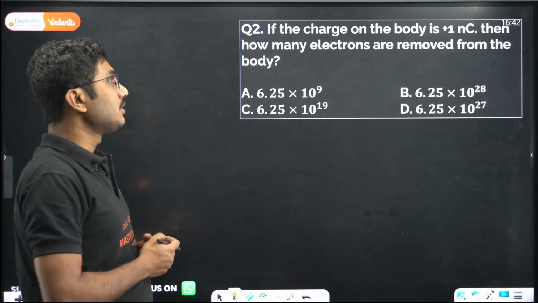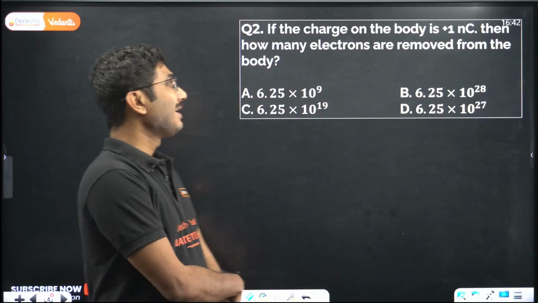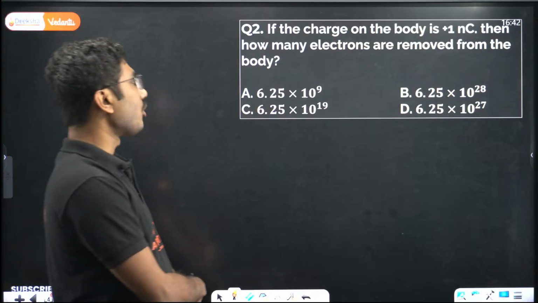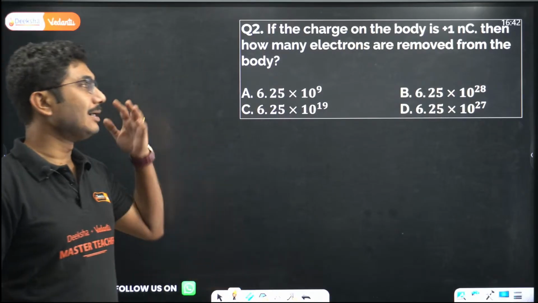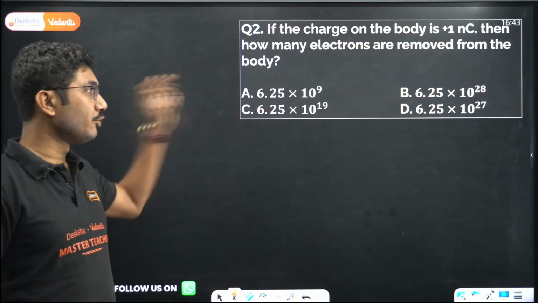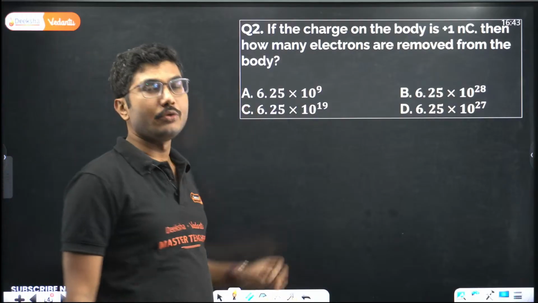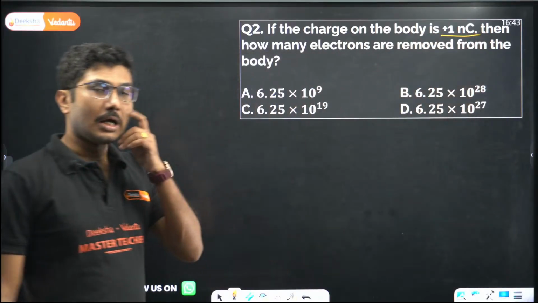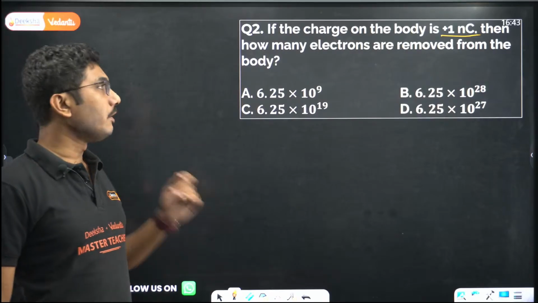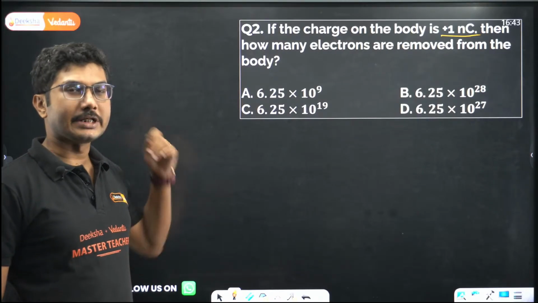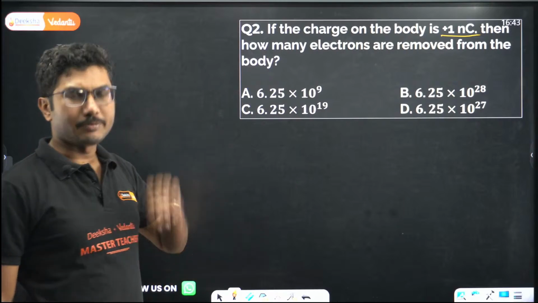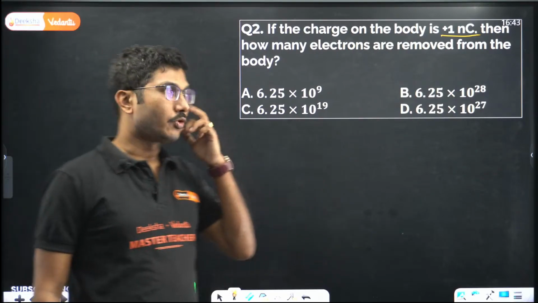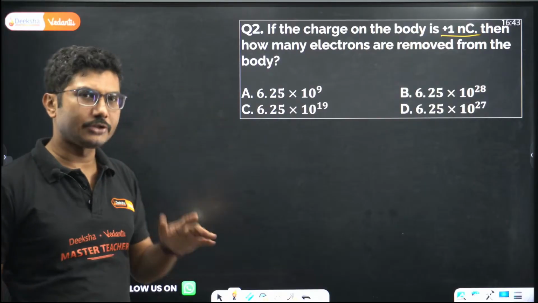If the charge on the body is plus 1 nanocoulomb, then how many electrons are removed from the body? So this is an easy question. If you remember my class, I told you that if the charge is given as 1, 2, 3, 4, 5, 6, 7, 8, then there is a shortcut formula. If it is given as 1.6, 3.2, 4.8, 6.4, that is, a multiple of 1.6, then there is another formula. Both are shortcut formulas, and you need to remember both.